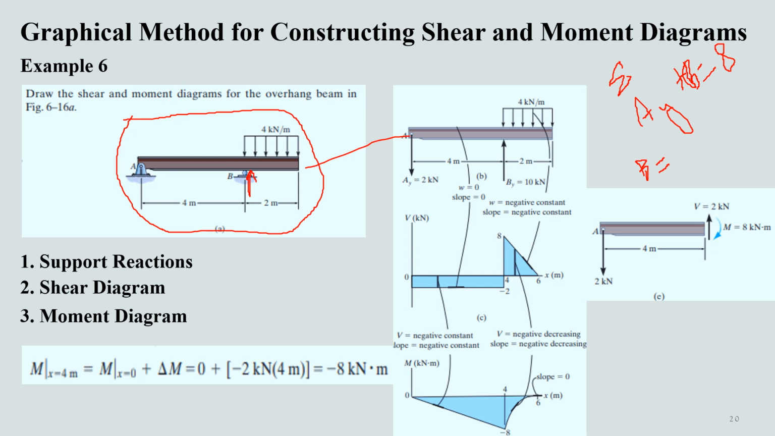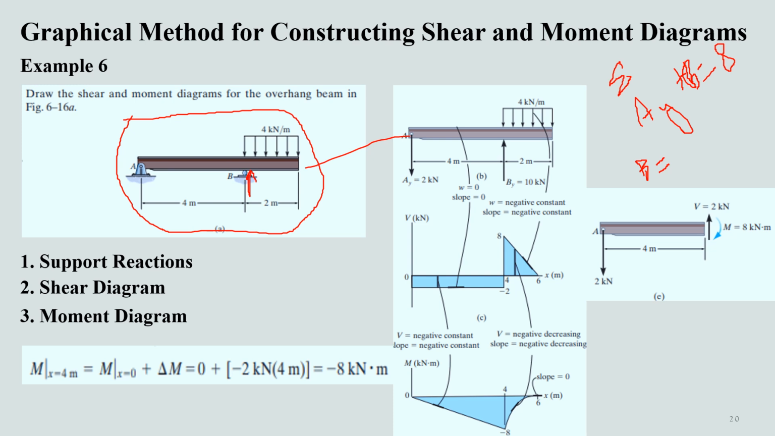If we have to construct the shear diagram, again from point A to point B, we can have a shear with a constant slope, and at location B, the shear will change, or a shear of 10 kilonewton will get added to this -2, and we'll have 8. And then from point B to point C, or to the end point, we'll have a shear of constant slope due to this UDL.